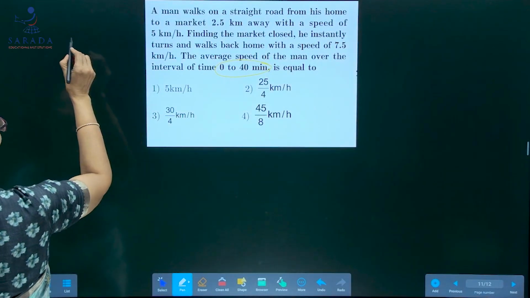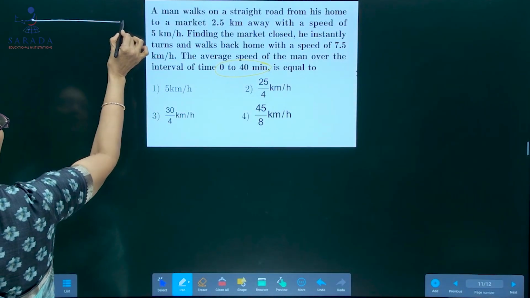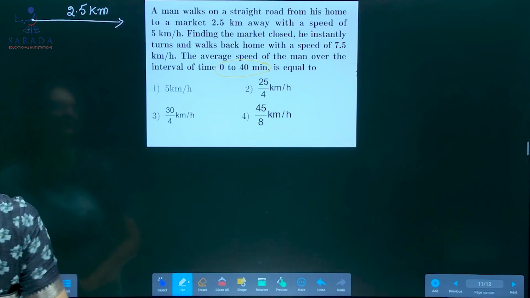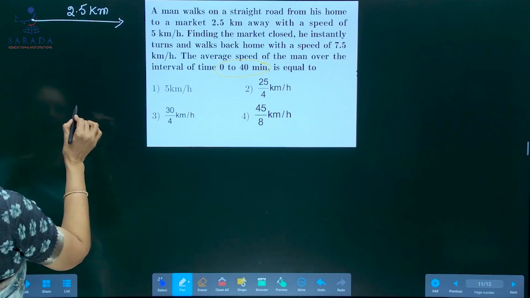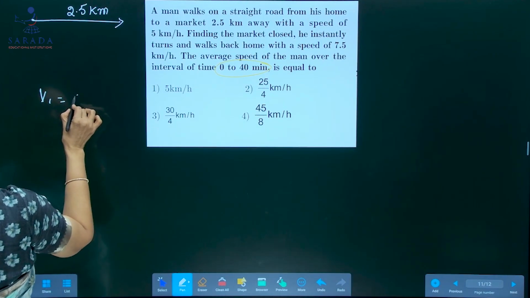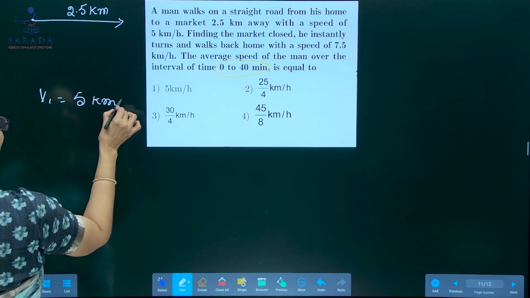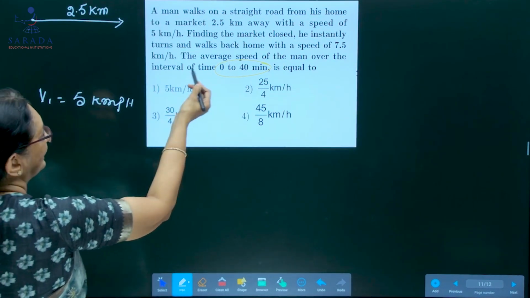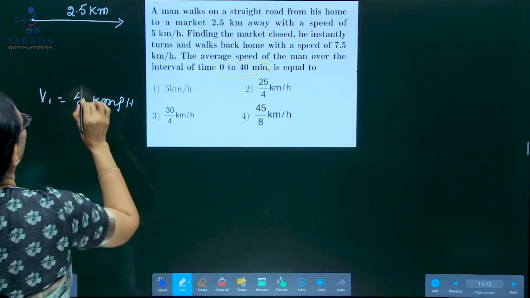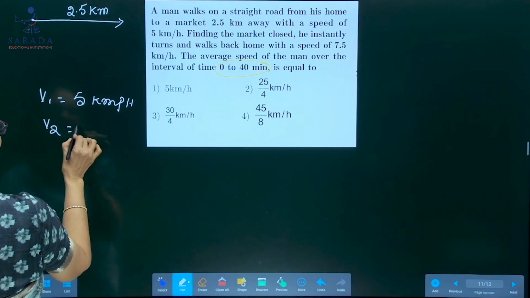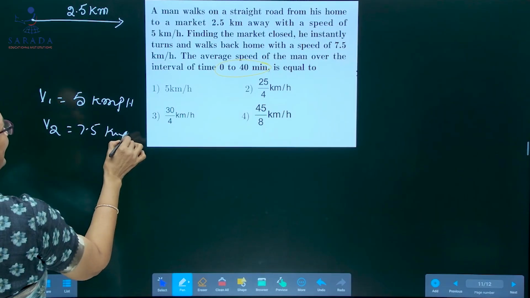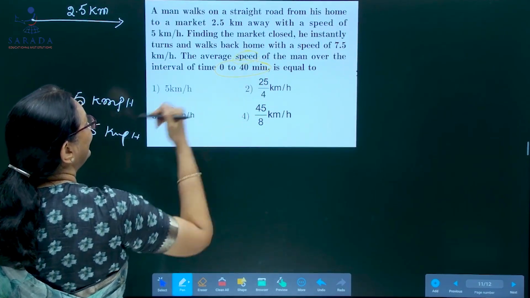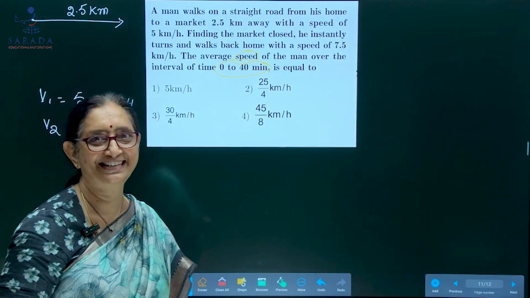A man walks on a straight road from home to a market 2.5 kilometers away with a speed of 5 kmph. V1 is 5 kmph. Finding the market closed, he instantaneously turns and walks back home with a speed of 7.5 kmph. Average speed in the interval of 40 minutes is asked.